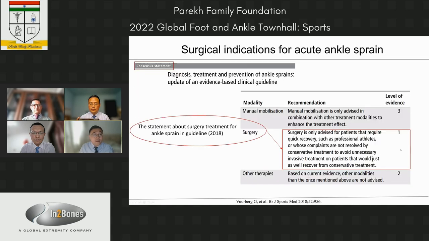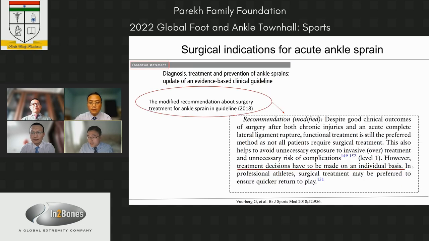In this clinical guideline published in BJSM, they pointed out that surgery is only advised for patients that require quick recovery, such as professional athletes, or whose complaints are not resolved by conservative treatment, to avoid unnecessary invasive treatment on patients that would just as well recover from conservative treatment. Especially, they pointed out that treatment decisions have to be made on an individual basis. I very much agree with that.